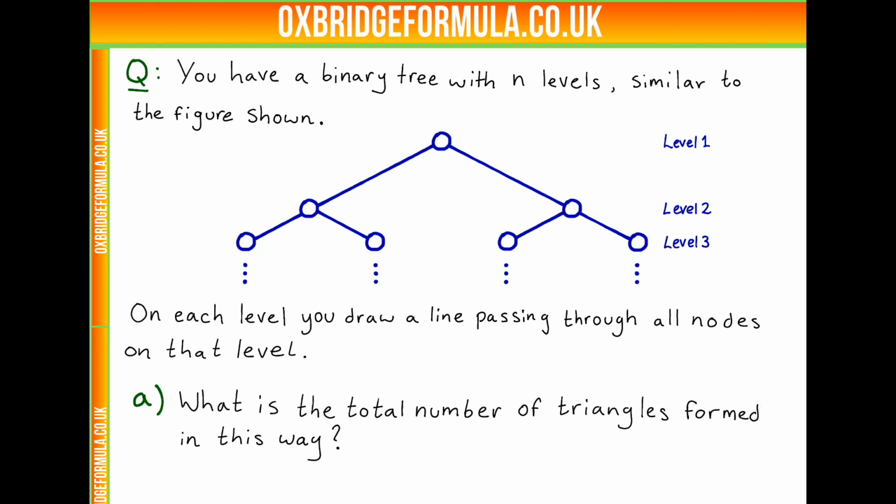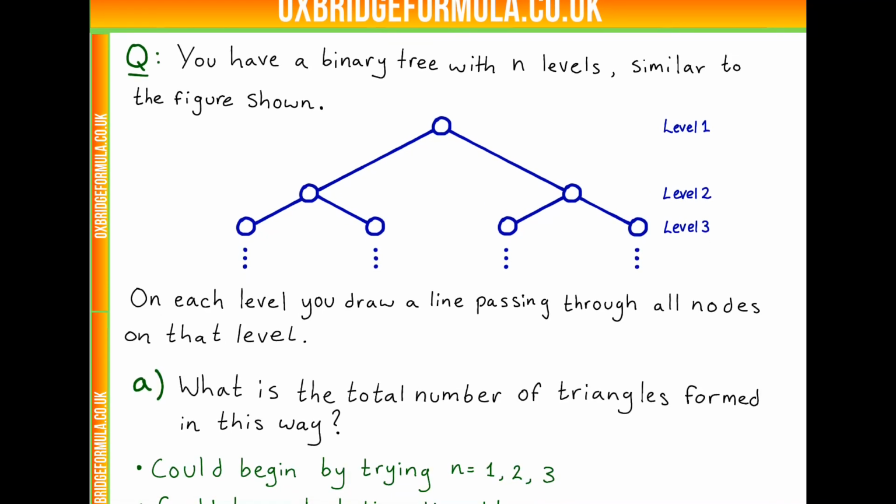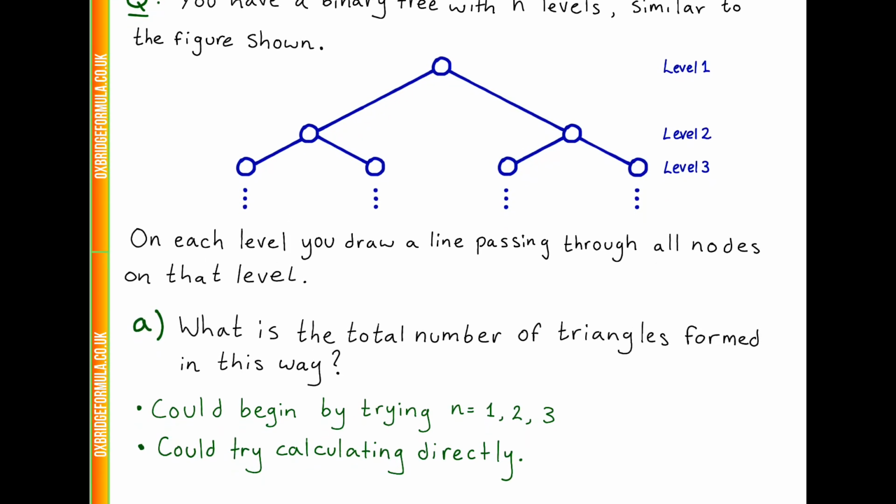One way we might want to start dealing with this is to work it out for small numbers, such as n is 1, 2, 3, etc. We may spot a pattern, in which case we can guess a formula and prove it by induction. Instead, we could try calculating it directly. There's no guarantee that guessing a pattern will work. So let's see if we can calculate this directly.